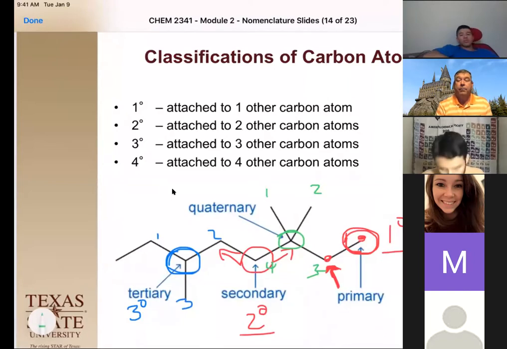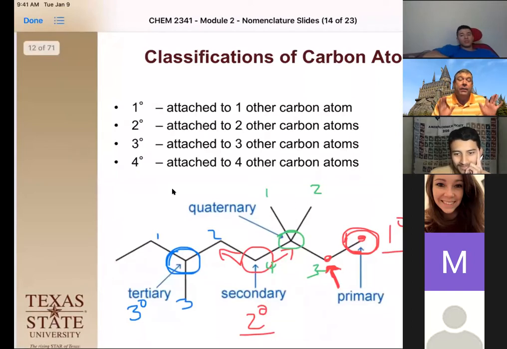I have a question. Yes. How do you pronounce, is it quaternary? Quaternary, that's how you pronounce that. Cool. Quaternary, yeah. Thank you. Primary, secondary, tertiary, and quaternary. On the East Coast, it's quaternary, but for us, it's quaternary. Okay.